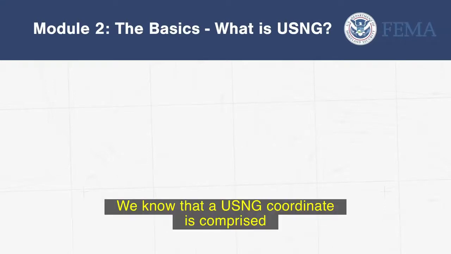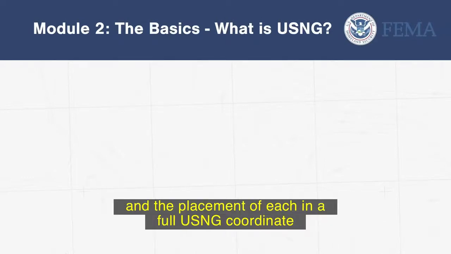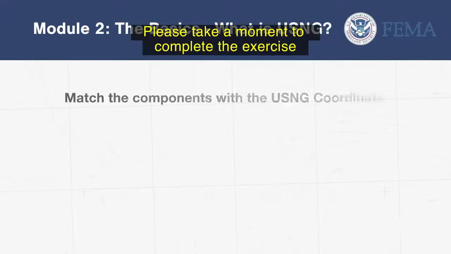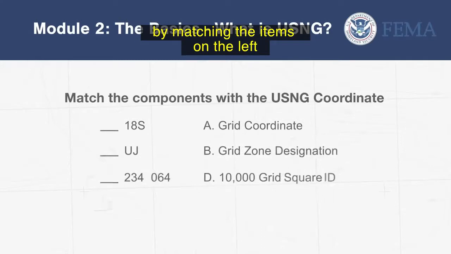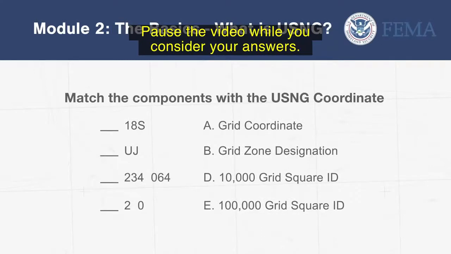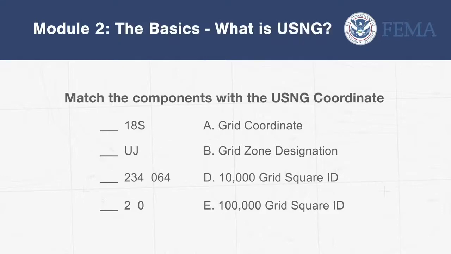We know that a USNG coordinate is comprised of three primary components, and the placement of each in a full USNG coordinate provides unique location information. Please take a moment to complete the exercise by matching the items on the left with the appropriate description from the right. Pause the video while you consider your answers. When you're ready, continue the video to see the correct choices.